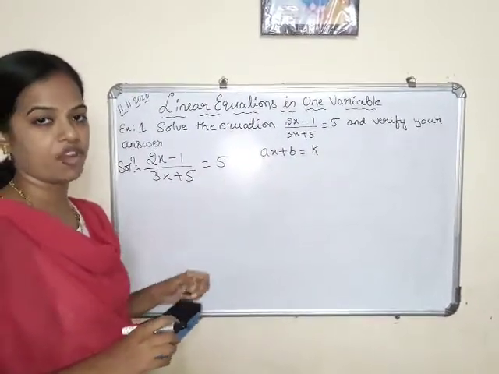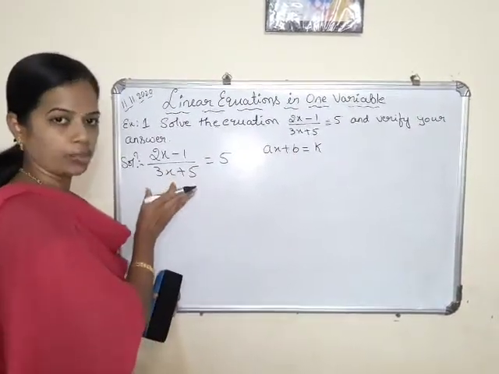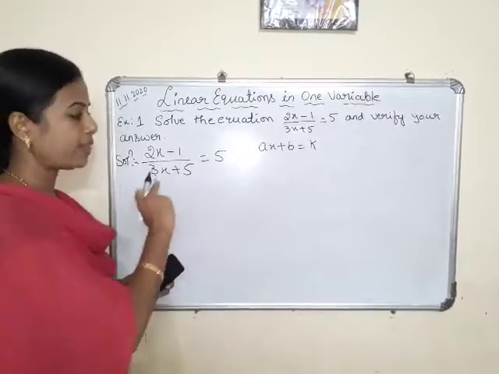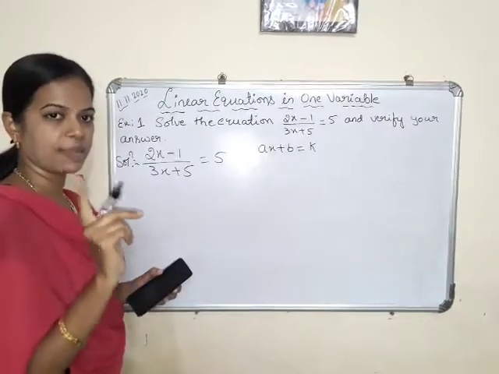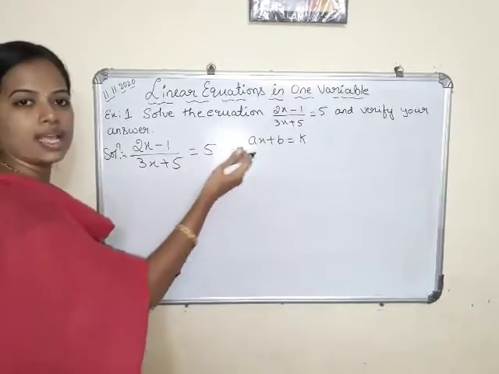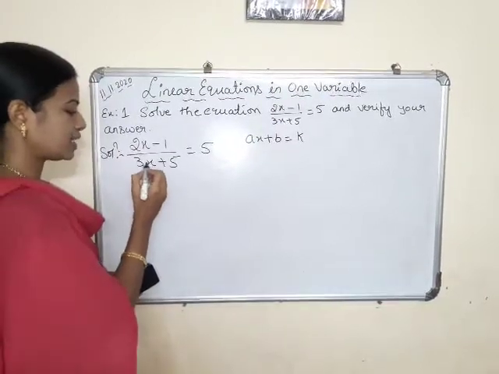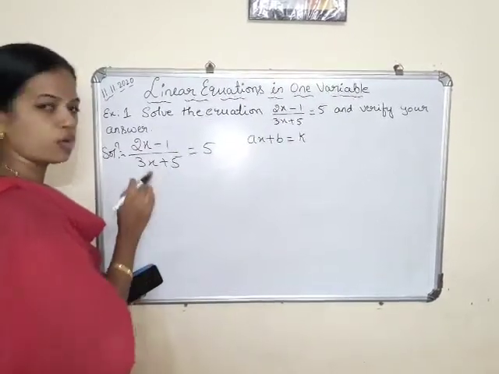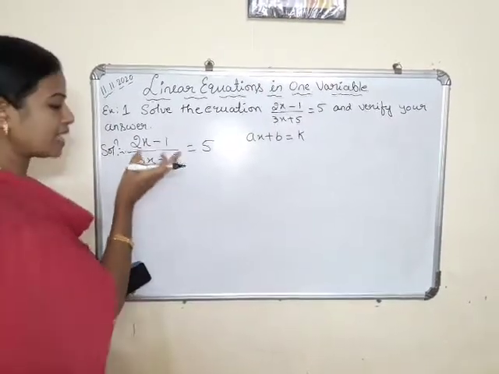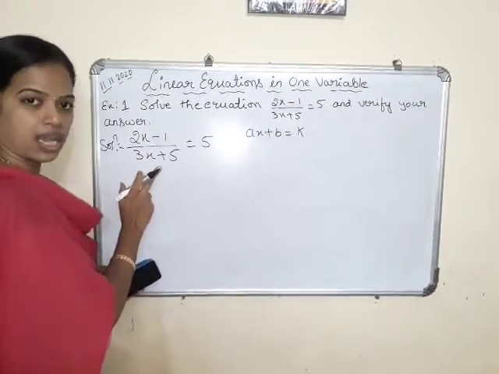To make this standard form, two methods are there. First method is by removing the denominator and making it into the linear equation standard form. Another method is by cross multiplication. First method I am going to show here: how to remove the denominator and make it into the standard form of a linear equation. Here the denominator is 3x plus 5. First you have to remove this. It is divided, so what you have to do? By multiplying the same denominator on both sides, we can remove the denominator.